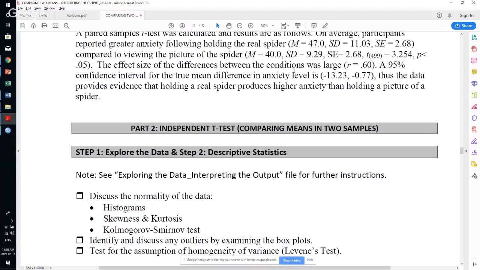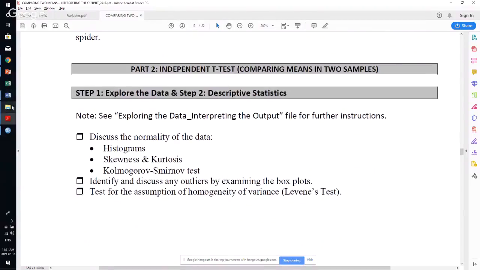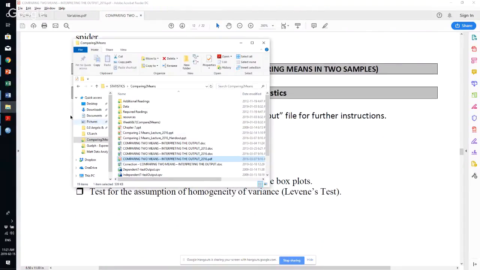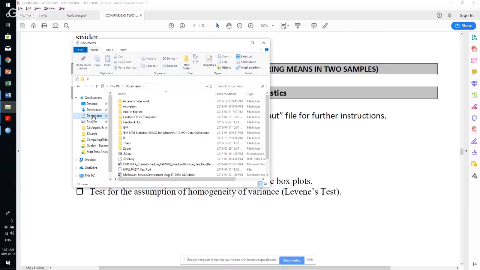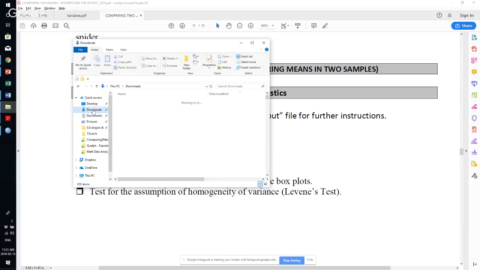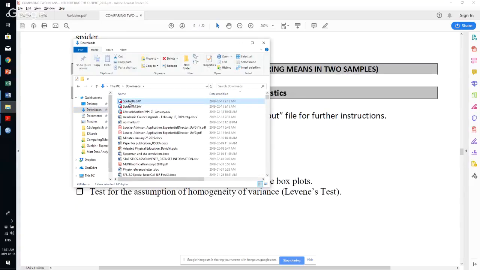And then I'm saying the effect size was large. A 95% confidence interval was done, and I report that. Thus, the data provides evidence that holding a real spider produces more anxiety than a picture, which obviously is what we would assume. Okay, now I'm just going to show you the independent t-test. This will be faster because you don't have to do any weird calculations with the error bar, okay? Now, I might not be able to even do this.